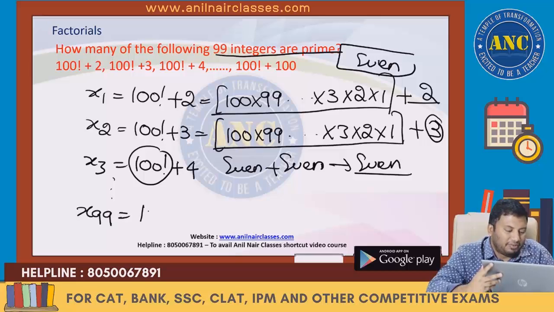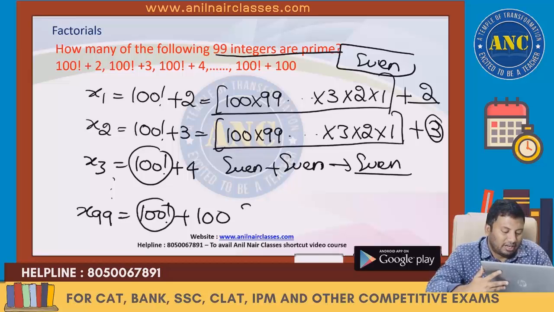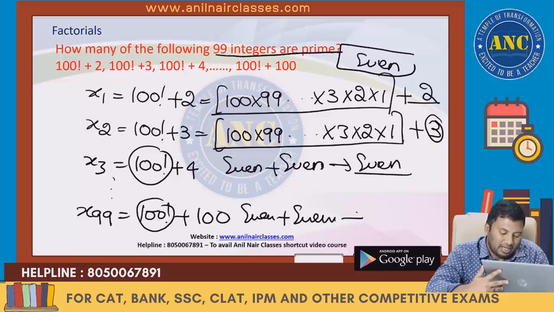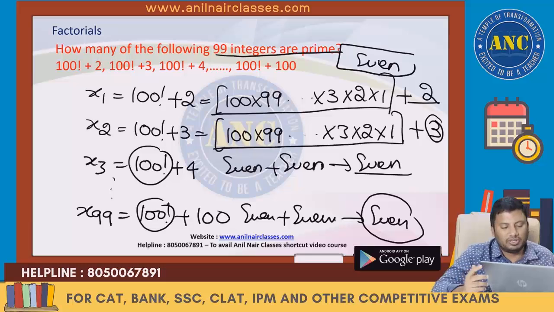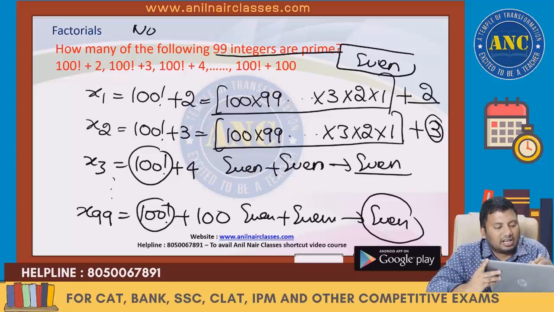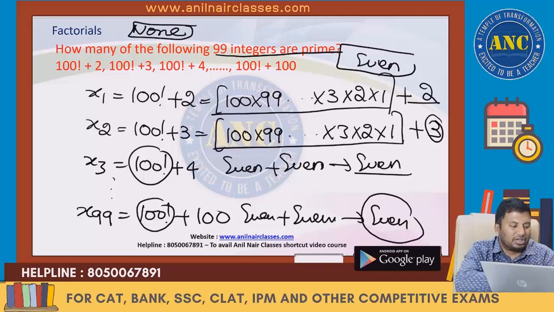X99 is 100 factorial plus 100. 100 factorial is an even number, 100 is an even number. Even plus even is an even number. There is no even number other than 2 which is possible. Answer is none. Very frequently asked question, sir. Answer for this question is none.